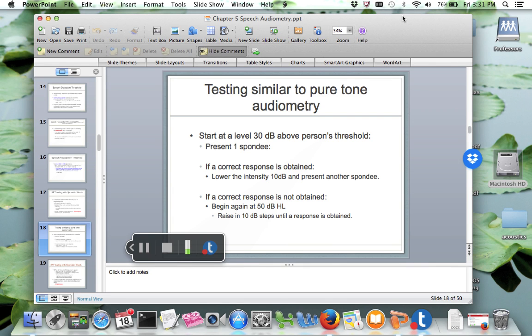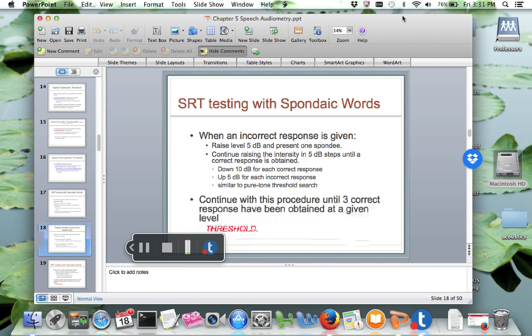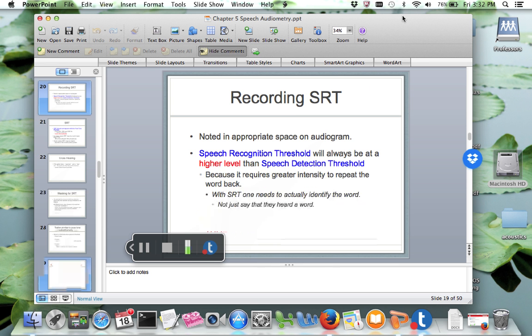If they don't repeat the word, if they can't hear the word, if they say, I'm sorry, I missed that, or I don't understand, which could be common, you jump up to 50 automatically, and you keep going up in 10 dB steps till you get a response. Once you get a response, you start your threshold search. Down 10, up 5, down 10, up 5, until you get about a 50% correct response rate. Your speech recognition threshold should correspond to your pure tone average.